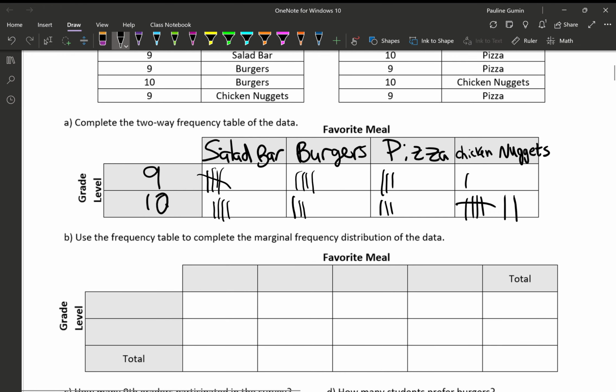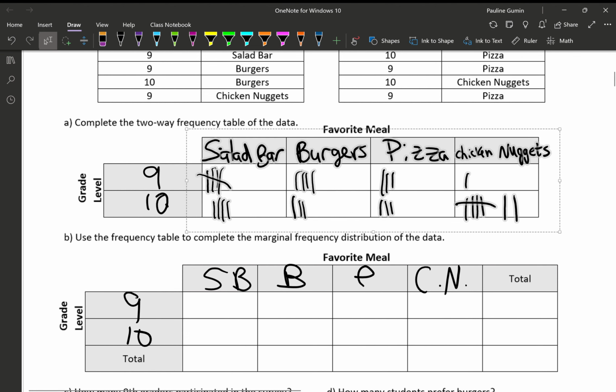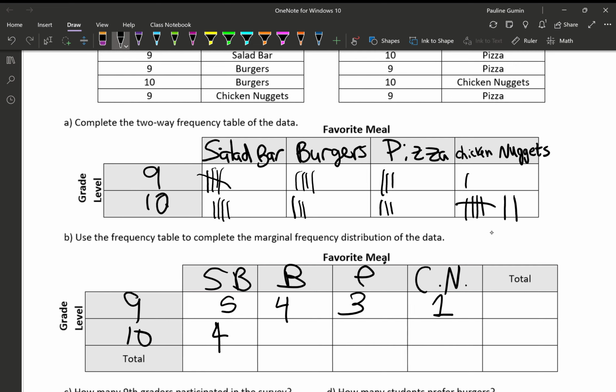Now, what we're going to do next is create a marginal frequency table. Now, the difference between just a two-way frequency table and a marginal one is that we have totals. We're going to set up our table the same way, but instead of tally marks, let's use actual numbers this time. So grade level, I have 9 and 10. I'm going to abbreviate salad bar to SB, B for burgers, P for pizza, and CN for chicken nuggets. Okay, so let's rewrite our tallies as numbers. So I have 5, 4, 3, 1. And then 4, 3, 3, 7.